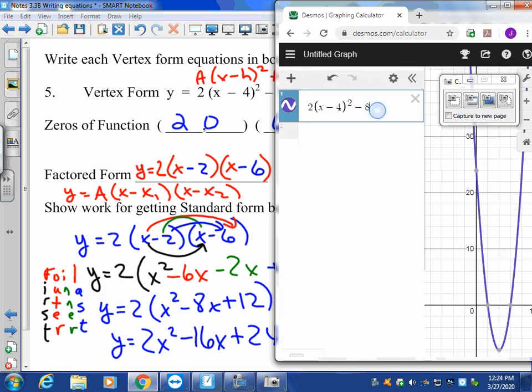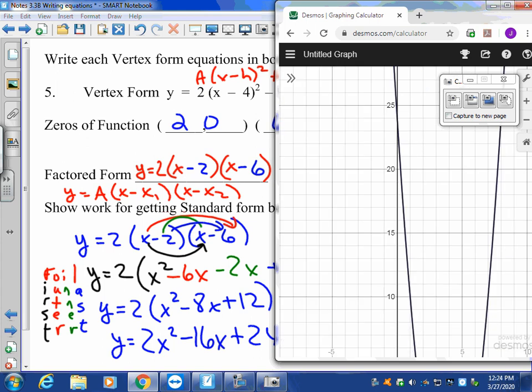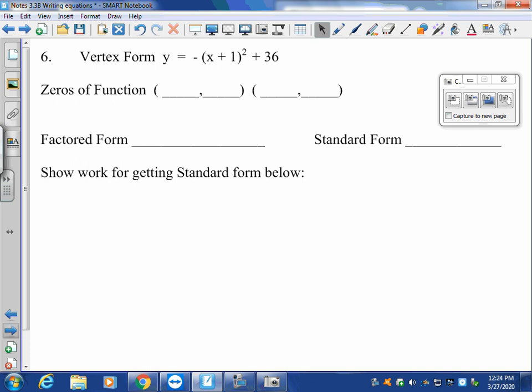So the next thing you could do to see if you've got it right is type it in the way it is in that format while you still have the other format in there. And that's minus 16x plus 24. And what you will notice is they're on top of each other, so you know you got it right because you have both equations in there and it has graphed on top of each other. All right, so it's a little bit more complicated to get standard. So let's look at the next question.